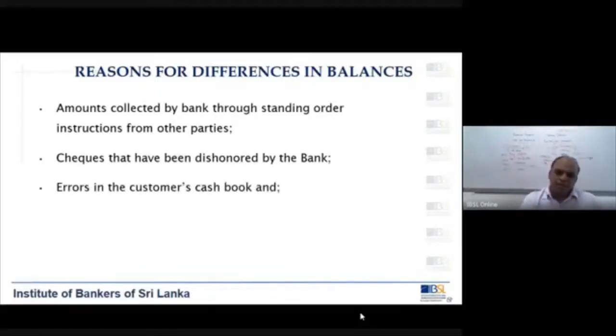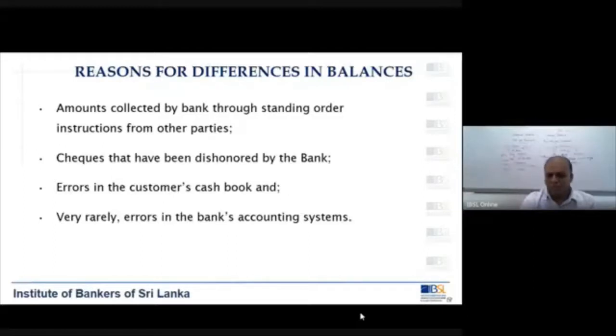And finally, this is a case where very rarely it could happen, but in the case of the customer's cash book, there could have been errors because it is mostly a human who is going to enter these transactions. So there could have been errors in the customer's cash book. And very rarely you will have errors in the bank's accounting systems also. So the last two items, that is errors in the customer's cash book and errors in the bank accounting systems, are something which is not commonly seen. So you may call them rare items, but in your exam questions, these can be given as reasons. So you should know if there is an error in the customer's cash book, you have to rectify it. Similarly, if they say there is a bank error, then you should know how to deal with that when you are doing the bank reconciliation statement.